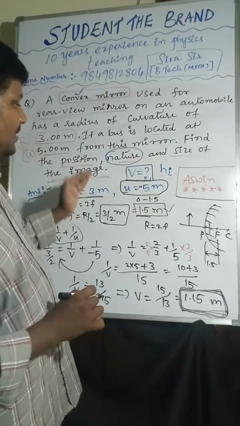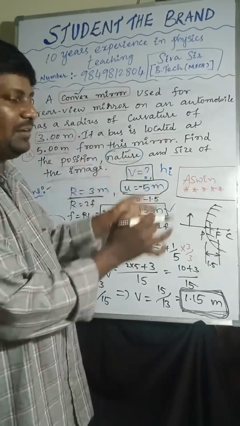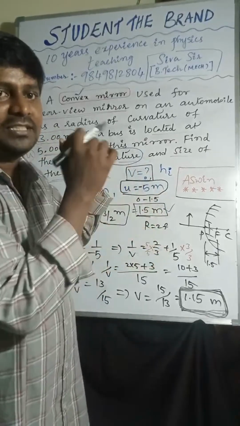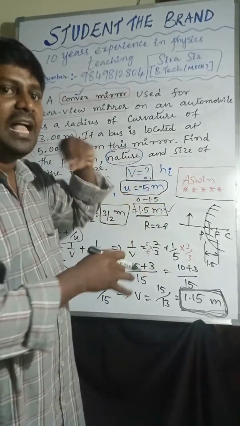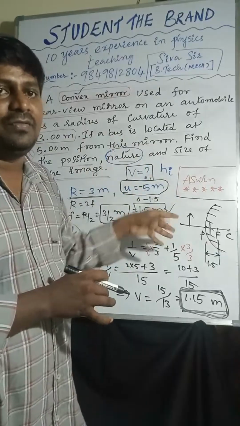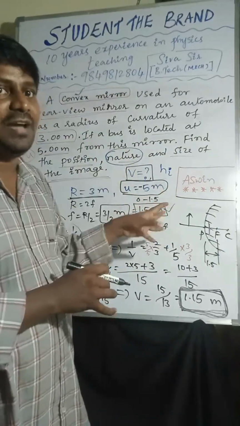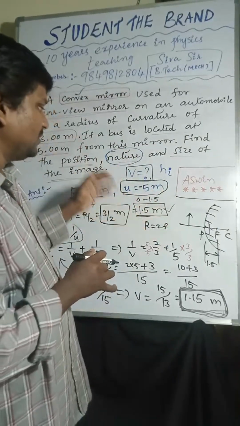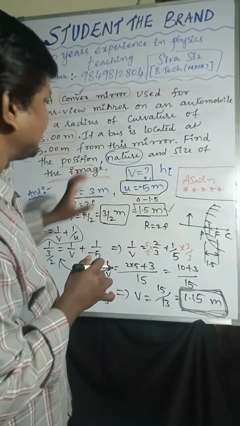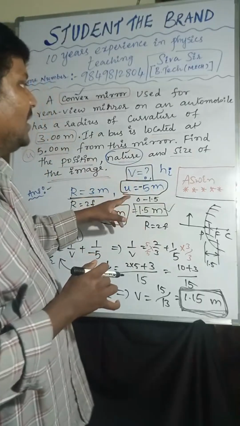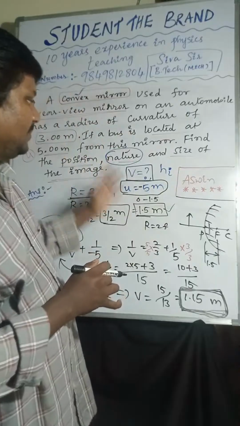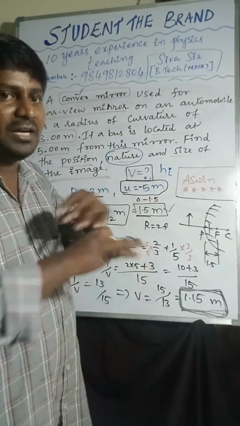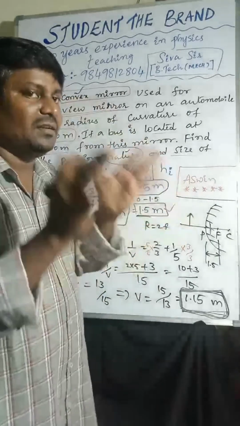First write the values with the sign conventions. Identify and check the values. With the help of sign conventions, write the values whatever they are given: object distance, image distance, focal length. First you have to check the sign conventions.